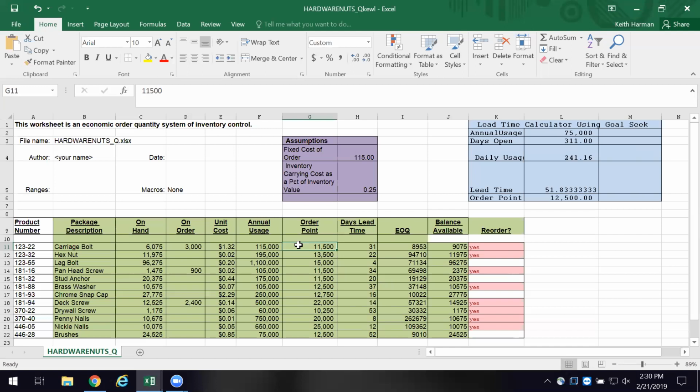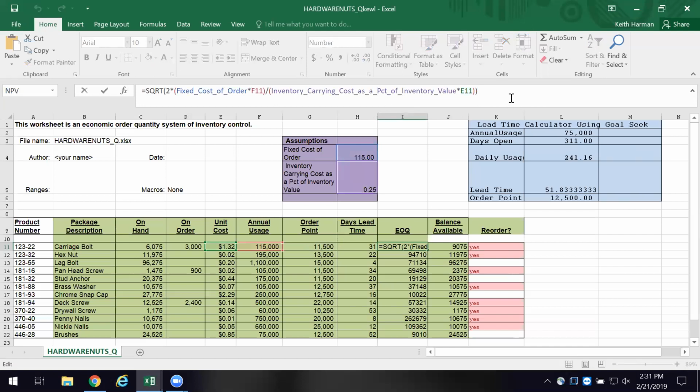Well, if we look at this, we come on over and we'll see the days in the LQ, and here's the square root of 2 times the fixed cost of the order times F11, and we'll find F11, and that's going to be the annual usage. And that's divided by the inventory carrying cost as a percent of inventory value times E11, okay, which is the unit cost. So you can see the structure of that thing. Now, here's what I would suggest: take that, copy the formula, and put it over in a Word document or in a notepad as you put it together. But it's the simplest form of the EOQ.